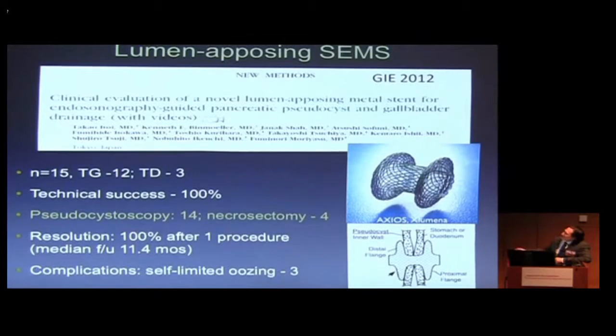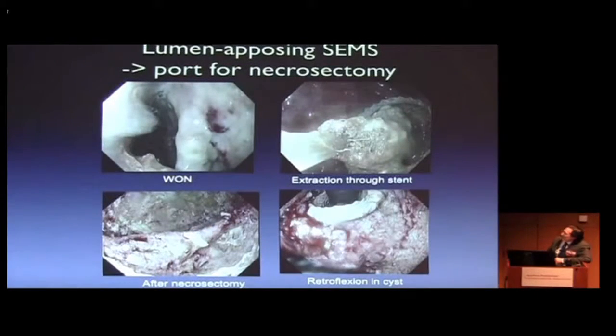And here you can see some images of what this would look like inside of the walled-off necrosis. And then we're extracting the necrosis through the stent. Here's how it looks after necrosectomy. We can even retroflex and look back on ourselves. You can see that distal flange hugging up against the wall of the cyst.